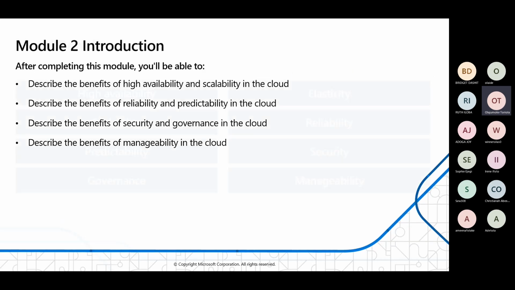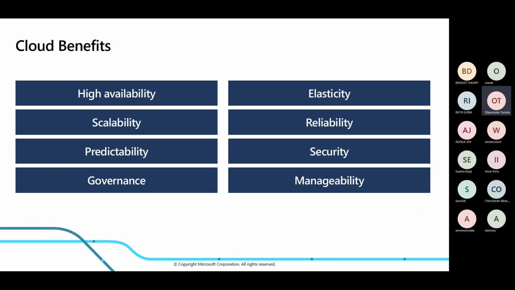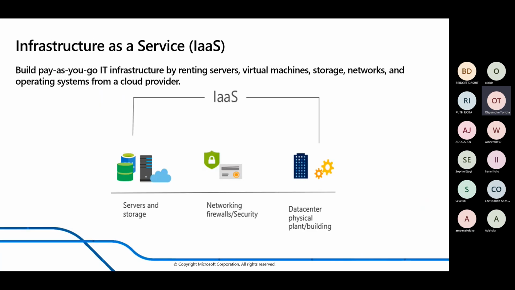And then you have infrastructure. You install your own operating system, build as you go. Here you say it allows you to rent servers, virtual machines, storage, network, and operating system from a cloud provider. But then you want to have access to your operating system because you are the one controlling it.